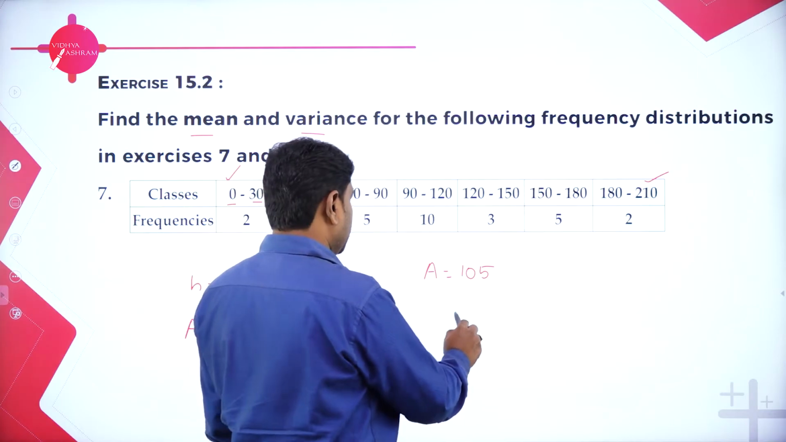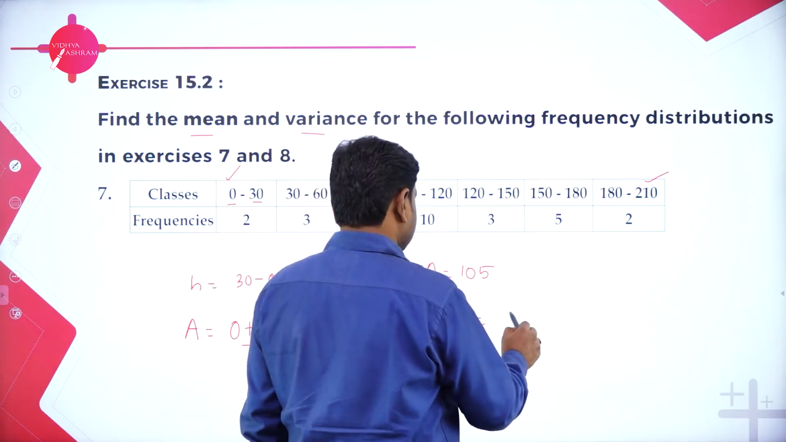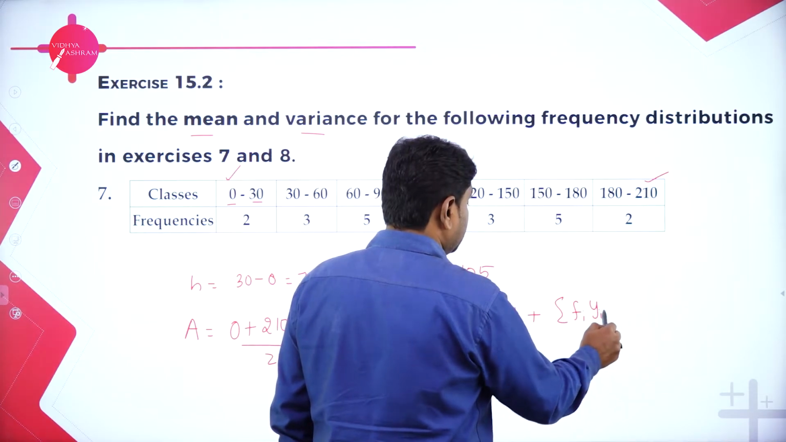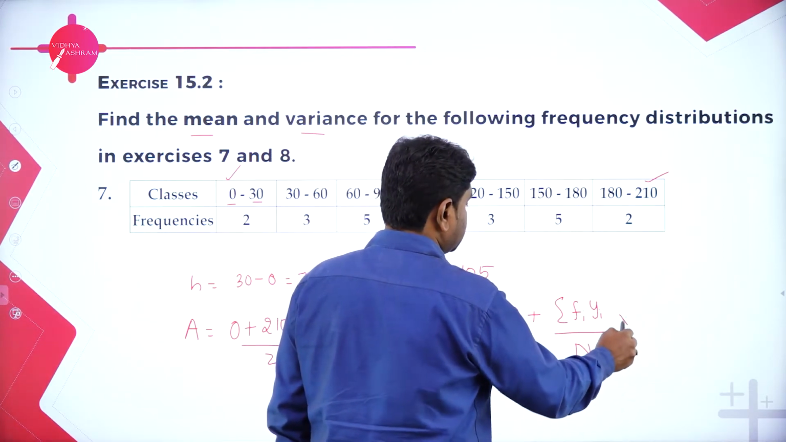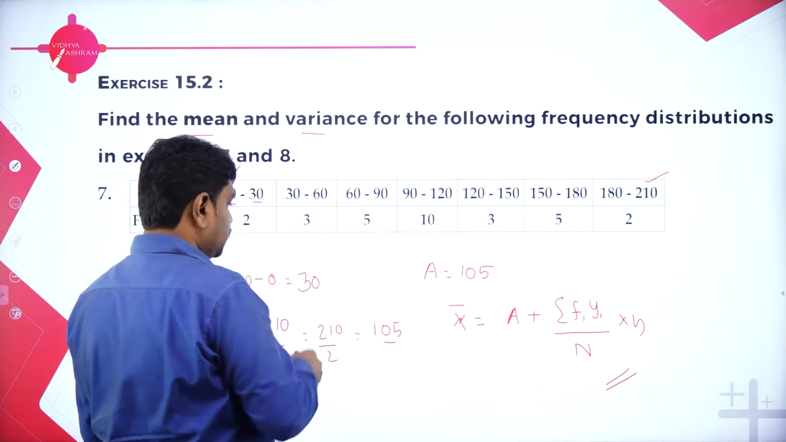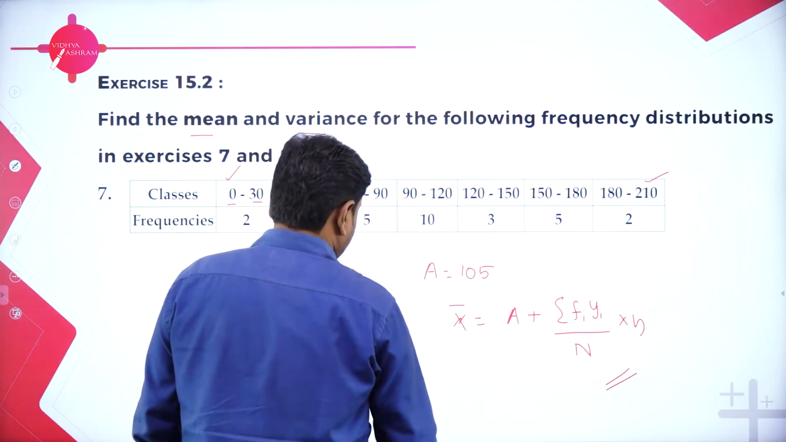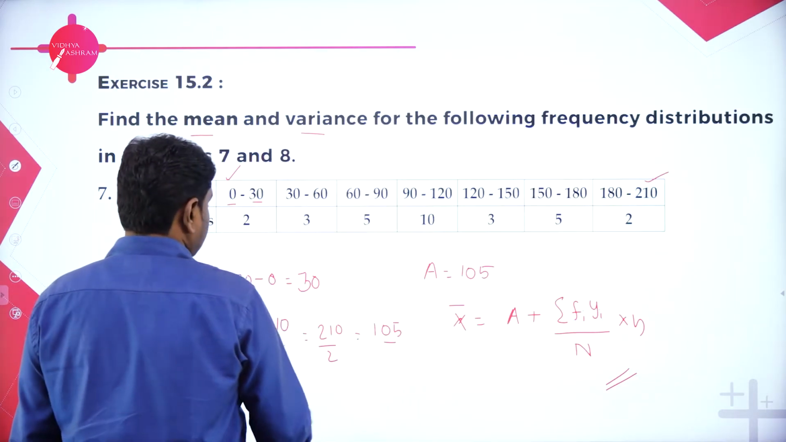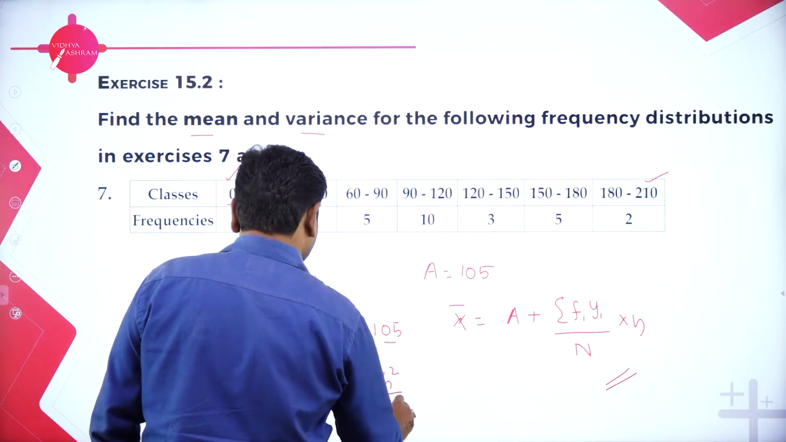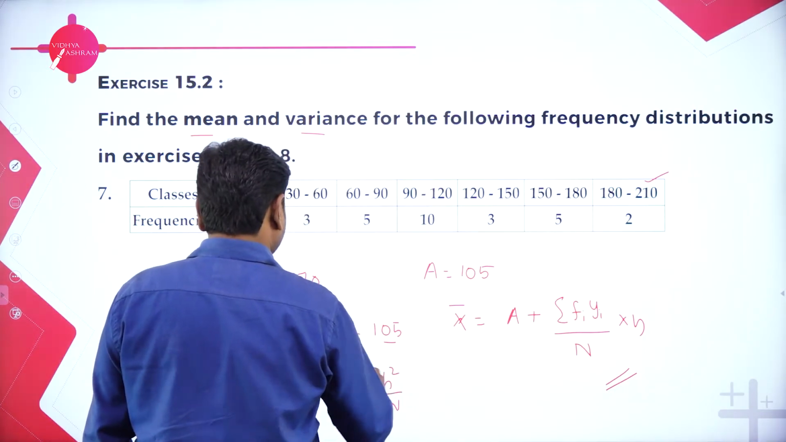What is the formula for mean by the shortcut method? X bar is equal to assumed mean plus sigma fi yi divided by n, into class size. So we use this formula to get the value. Then further, we also want standard deviation. In order to calculate standard deviation, what is the formula? h square by n square. Mean and variance they want.